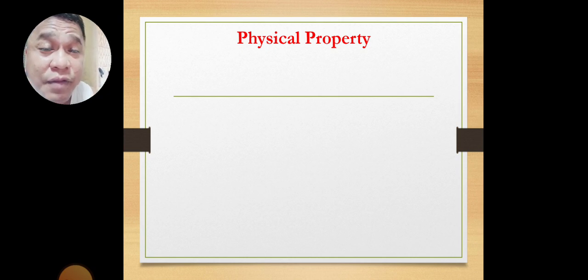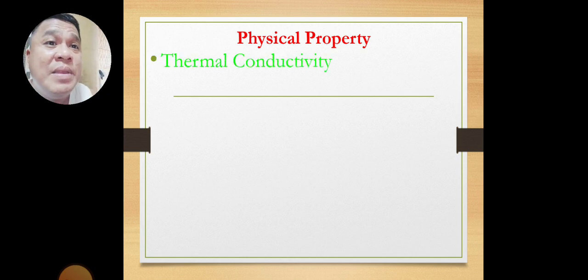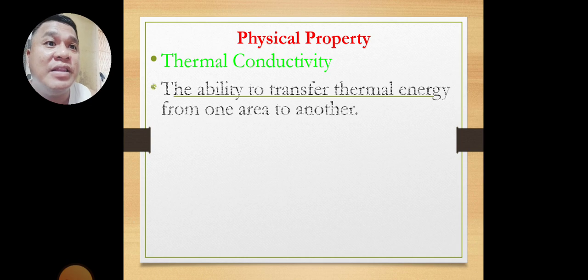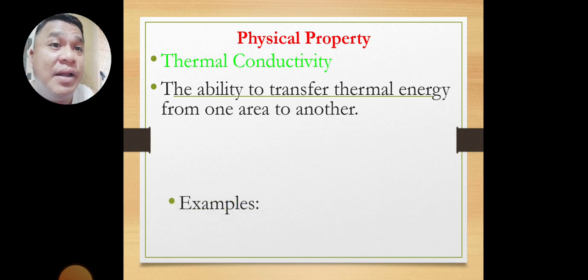I think the fourth state of matter is the plasma, right? It's a combination of, what do you call it, gas and liquid. Thermal conductivity is also a physical property. It is the ability to transfer thermal energy from one area to another.